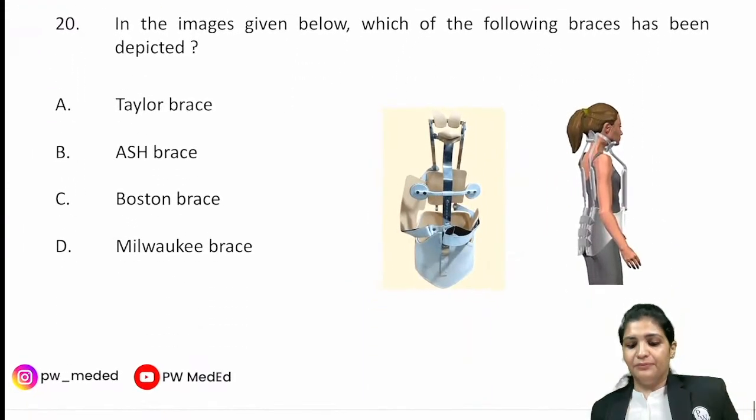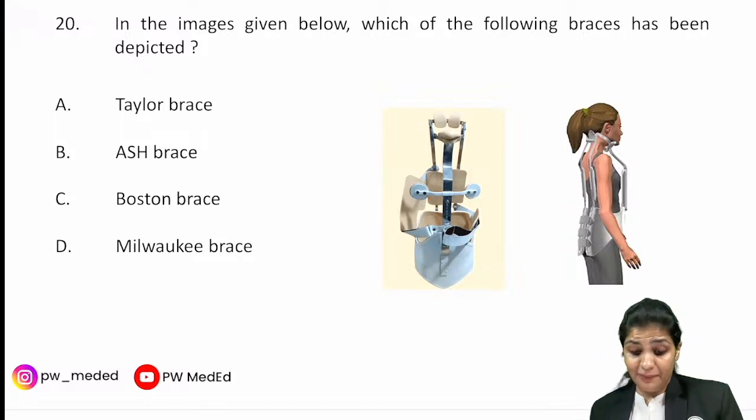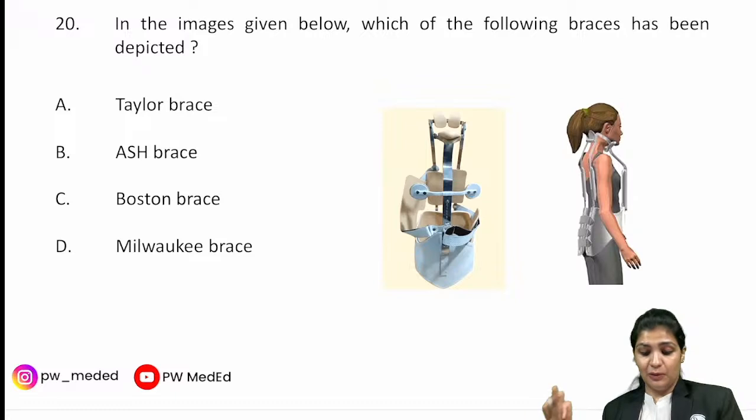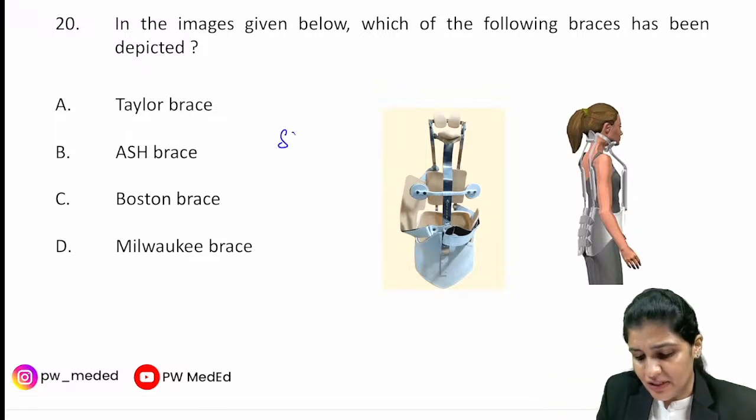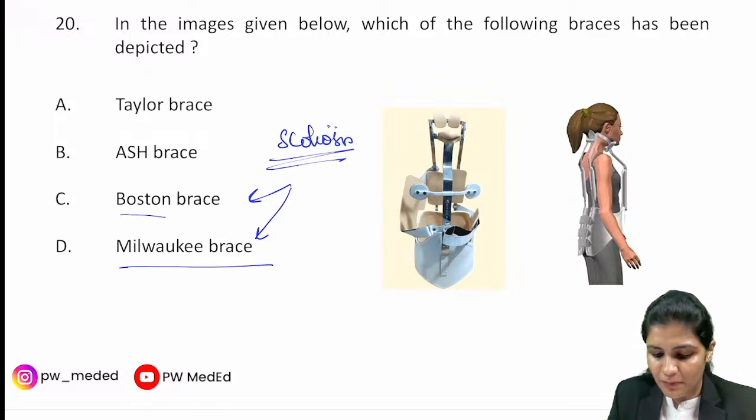Okay, then in this image, which of the following braces have been depicted? So there is a Taylor's, Ash, Boston, Milwaukee brace. If you remember, just remember one important condition, that is scoliosis. In scoliosis, there are 2 important braces which you use, the Milwaukee and the Boston brace.